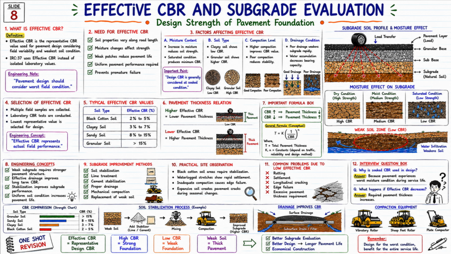Common problems due to low effective CBR. Rutting, settlement, longitudinal cracking, edge failure, excessive pavement thickness requirement.